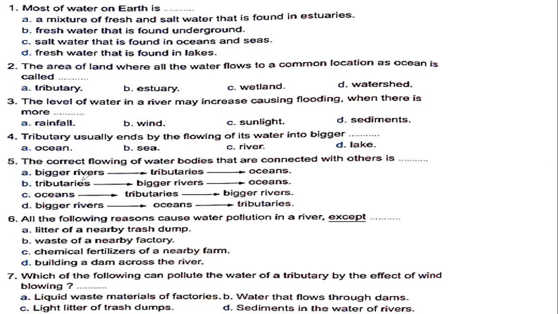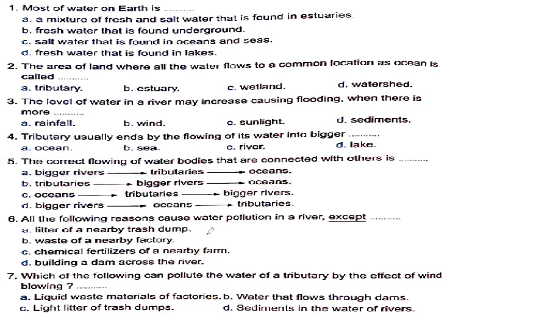Do you remember? Do we start with bigger rivers? No. We start with tributaries. Yes. We start with tributaries, bigger river, ocean. So this is the right order. Tributaries flow into bigger rivers, and the bigger rivers flow into oceans or seas. So the answer is B.